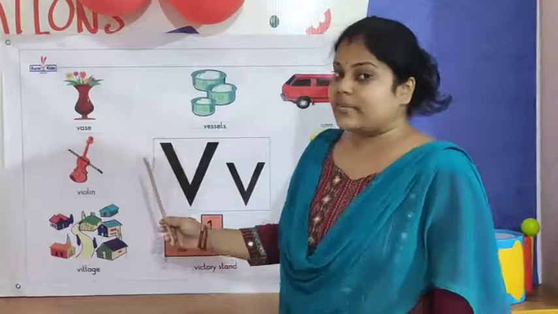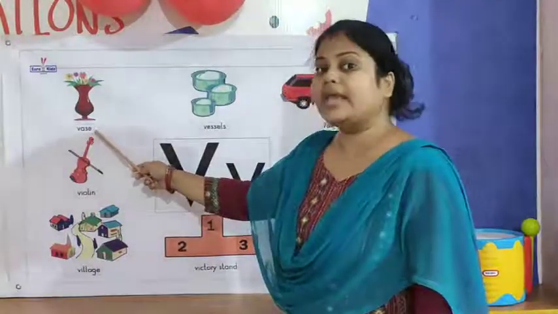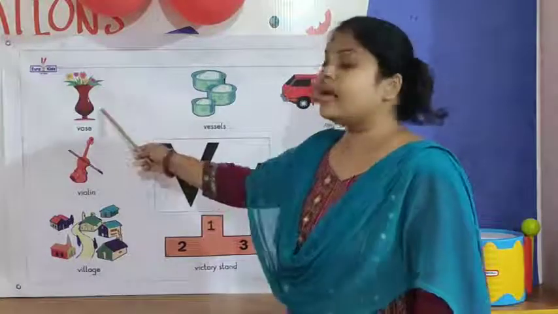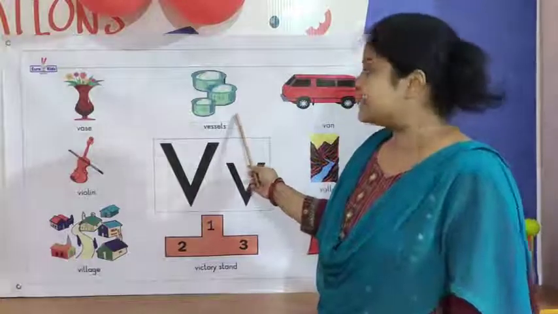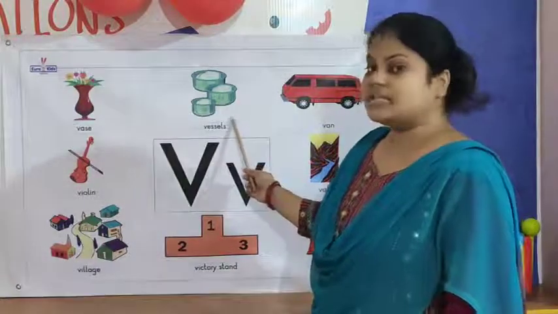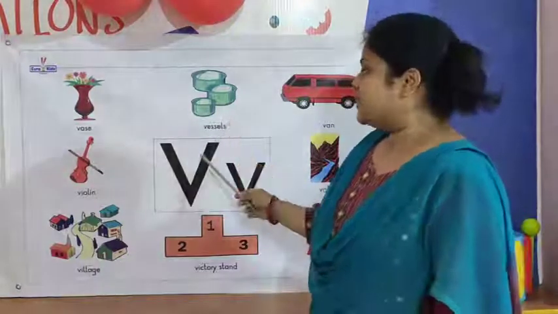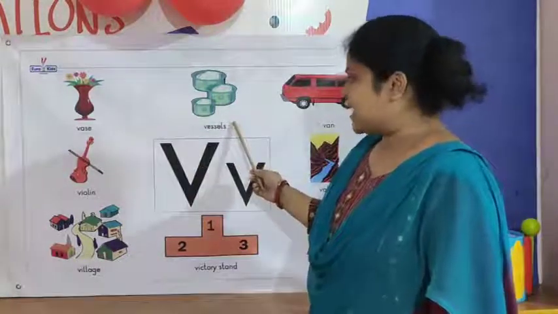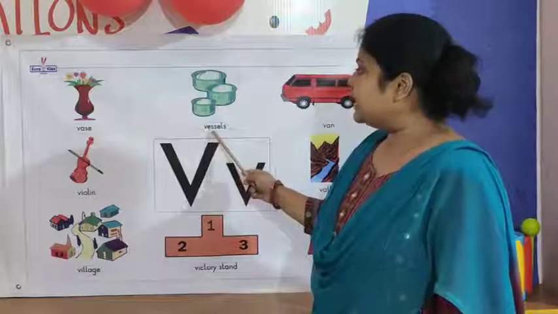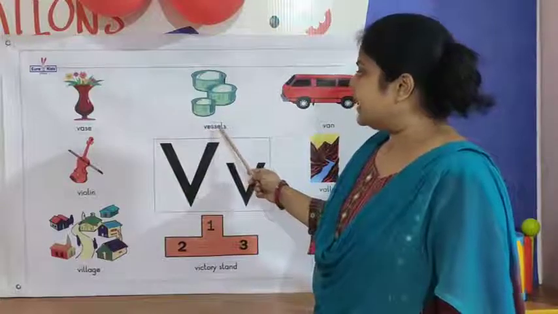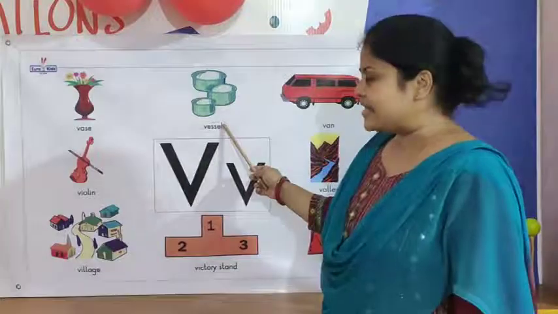And what is the spelling of vase? V-A-S-E. Vase. V for vase. And V for vessels. You use vessels to keep your things or keep your cooked foods in that. So V for vessel. And what is the spelling of vessel? V-E-S-S-E-L-S. Vessels.